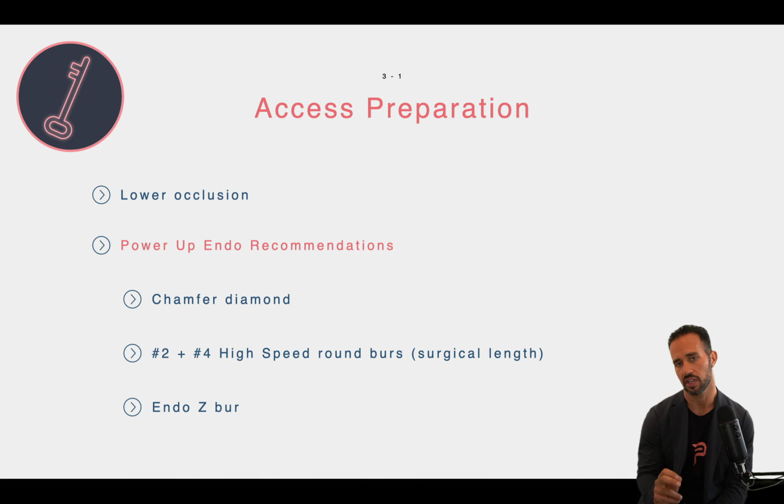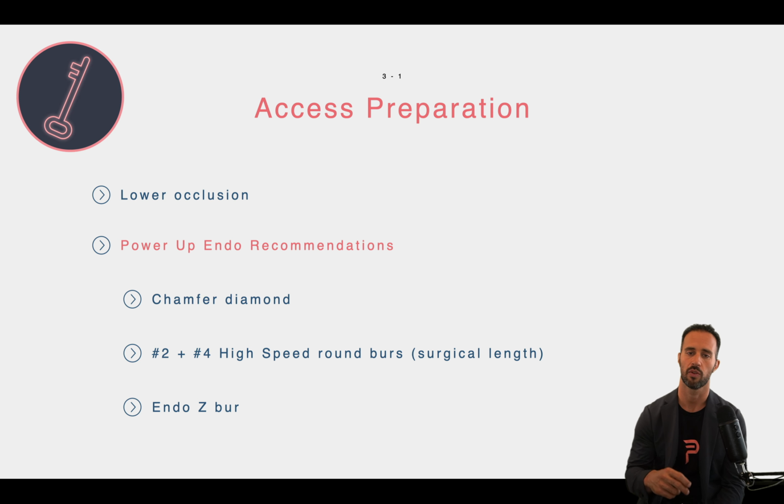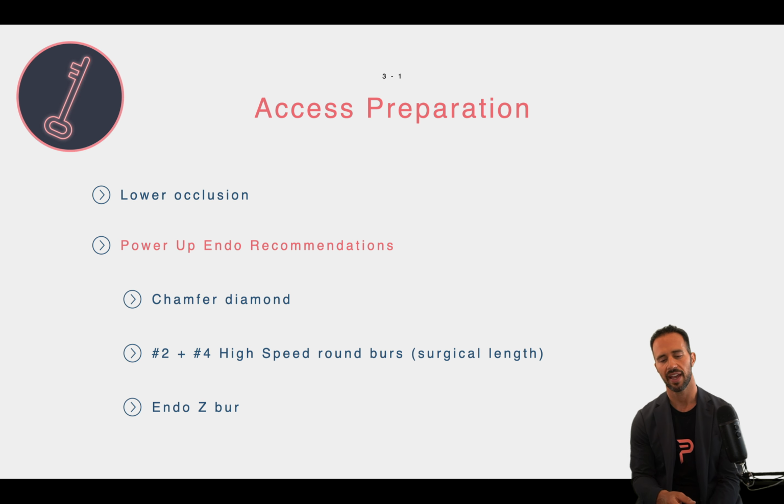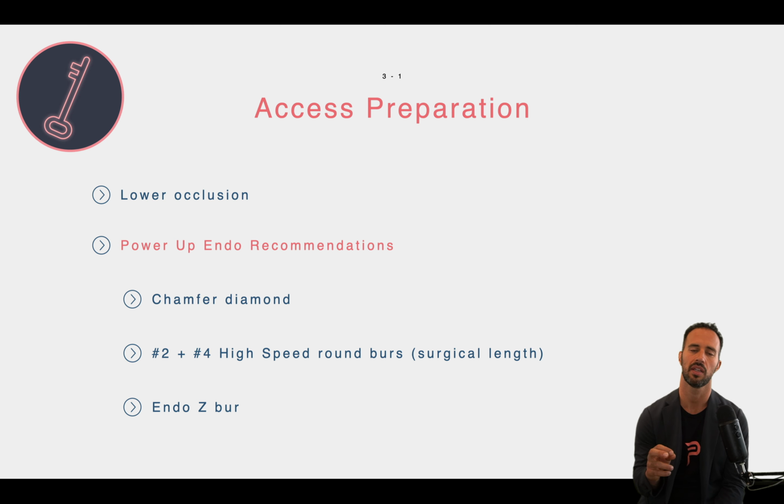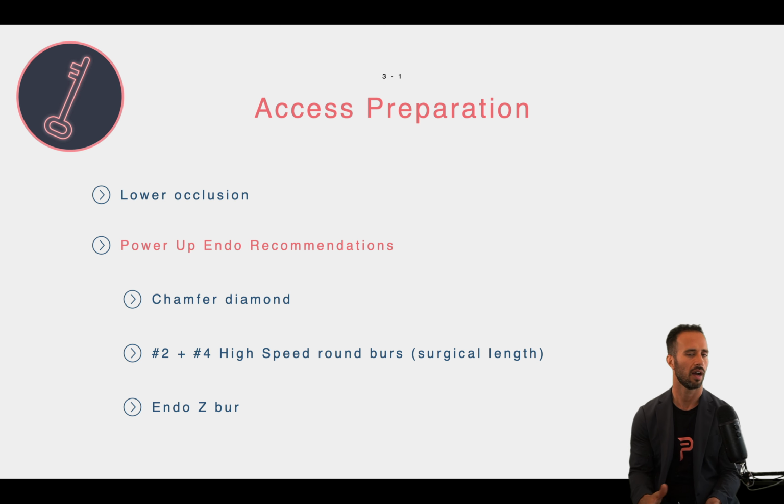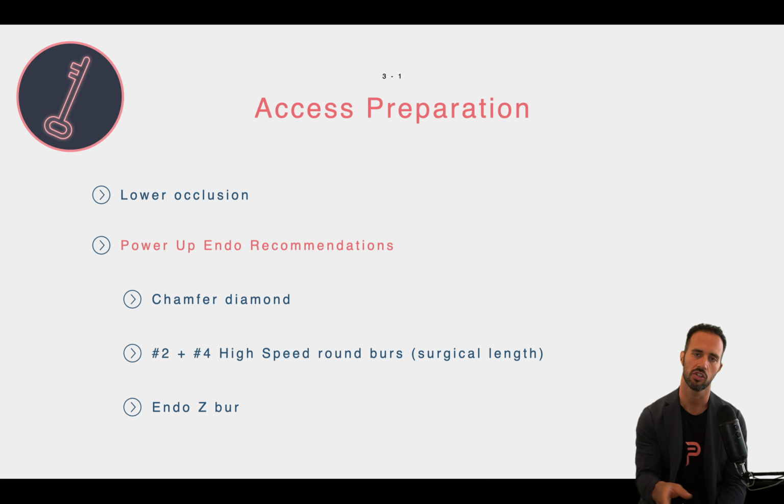Also, in terms of the burrs that you're going to use for your access preparations, the lowering of the occlusion is well done with a chamfer diamond that every dentist has because of their crown preparations usually. And the majority of the access preparation is going to be done with surgical length round burrs. The sizes that are most universal and best are going to be sizes number 2 and number 4. Obviously, if you have a molar with an insane carious lesion, you might want to have some larger round burrs. But for the endodontic procedures, sizes 2 and 4 surgical length round burrs are really going to do the trick for the majority of the time.